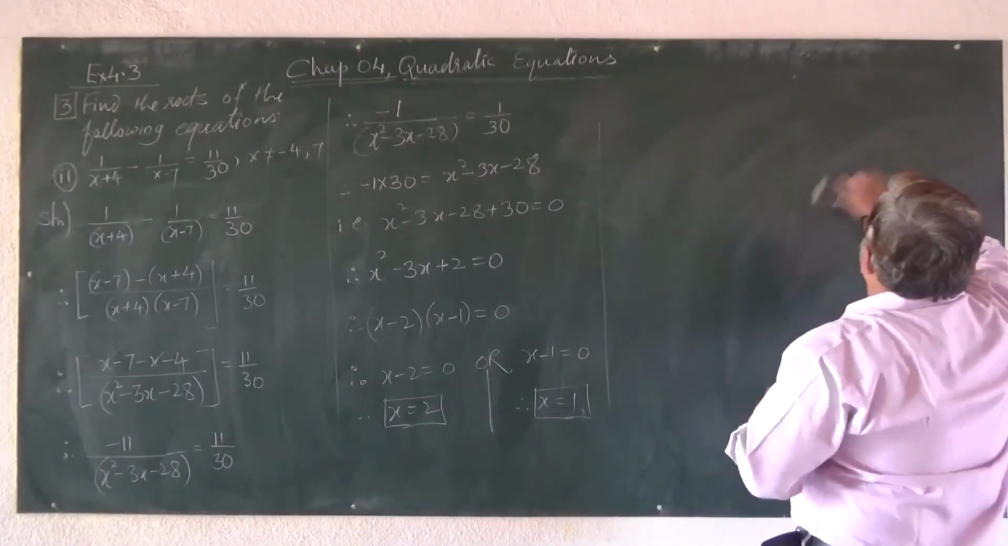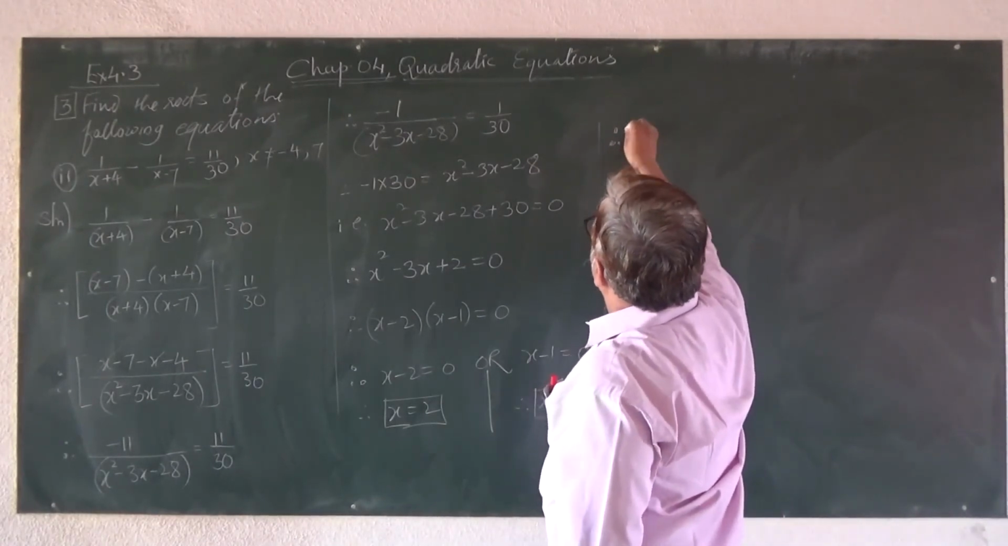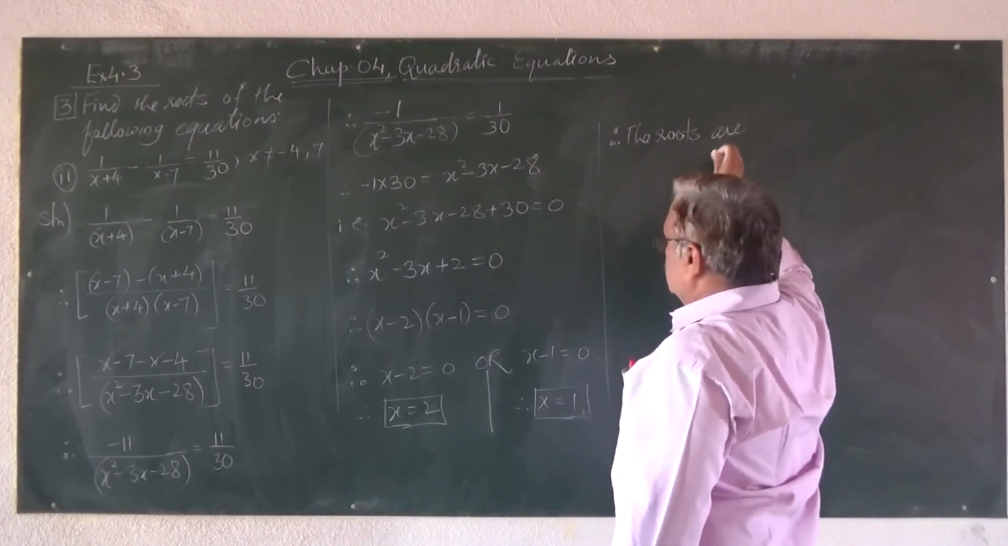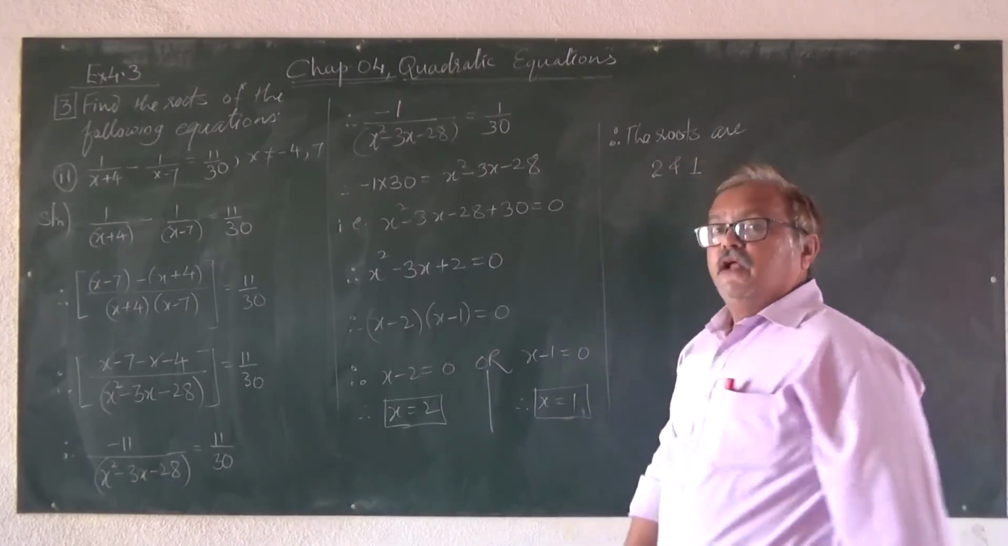Okay, this was our first part. Now write down, therefore the roots are 2 and 1. Somebody may write 1 and 2. It's fine, absolutely fine.